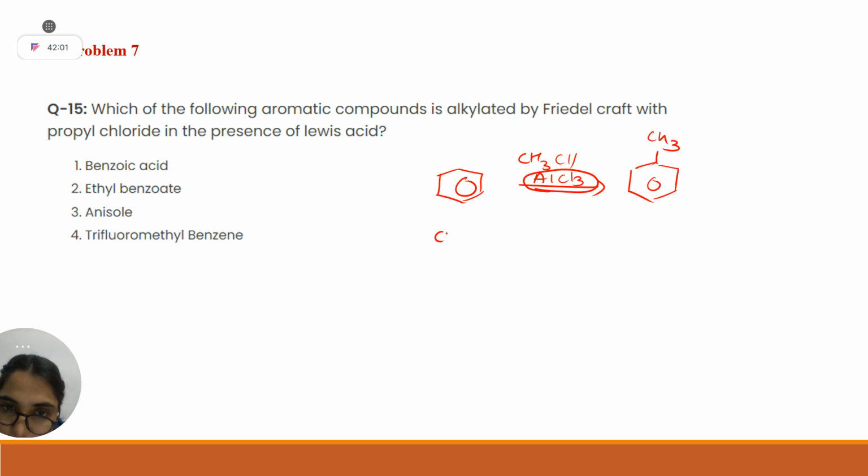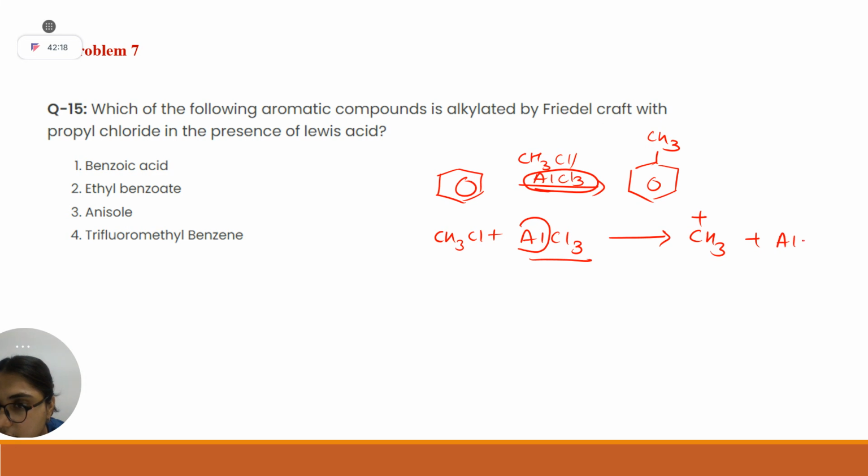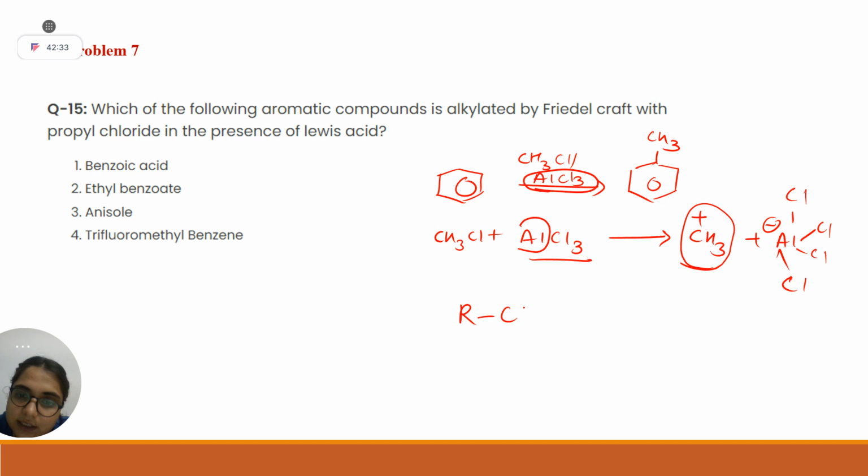What does it actually do? Let's say you are having CH3Cl. AlCl3 is electron deficient or electron rich? Electron deficient, because it is from the boron family. So it will take the Cl minus, and CH3 positive is your active electrophile in this case. Whenever you are doing Friedel-Crafts alkylation with RCl, this R positive is your active electrophile.